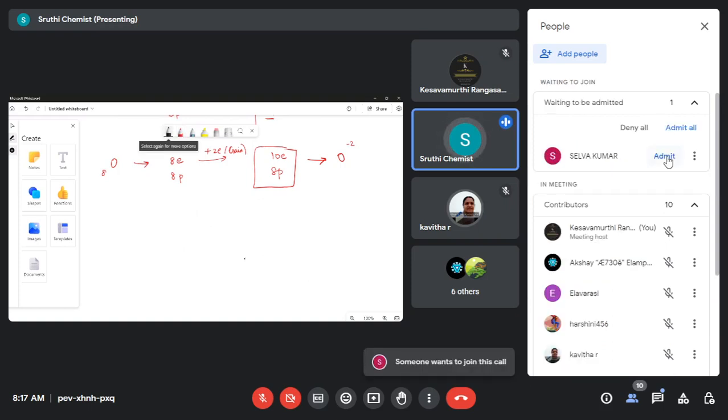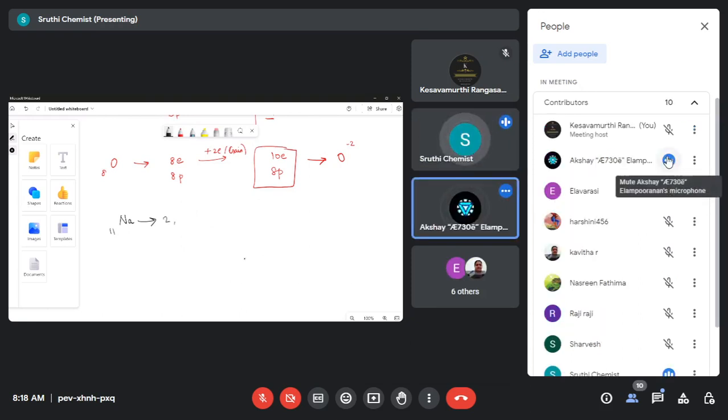So, for example, let's take sodium. The atomic number is 11. So, how will we arrange the electrons? 1s is 2. Yeah, okay. We'll go with 1s is 2.